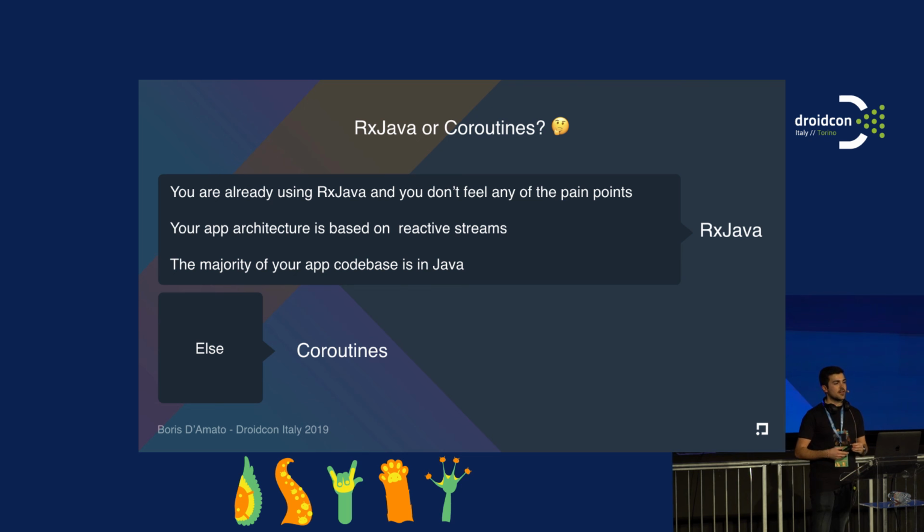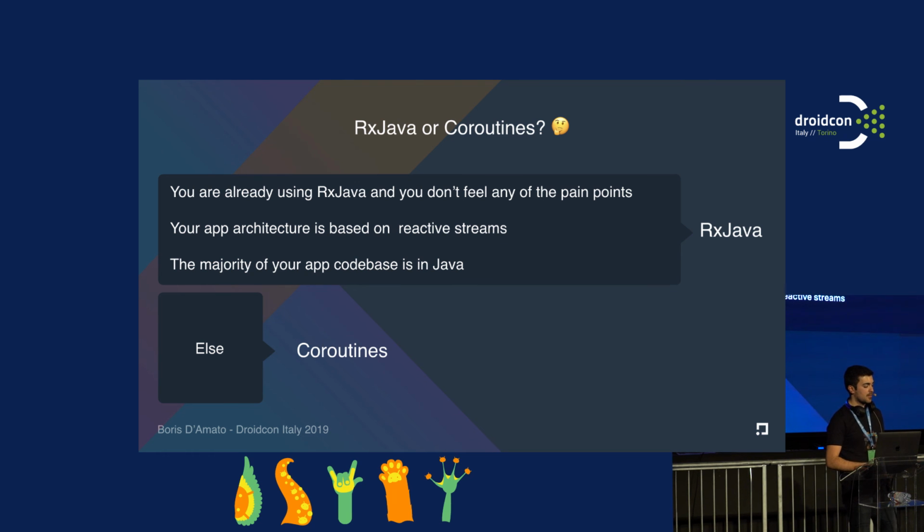If you're already using RxJava and you don't feel any of the pain points that we discussed, if you are fine with the RxJava chains and with the RxJava operators, then it's great. I mean, RxJava is great. You have a lot of useful operators. You have a lot of libraries to handle, for example, view inputs as streams, and it's great. So if you don't see why RxJava is not optimal for network calls, then you probably shouldn't consider coroutines.